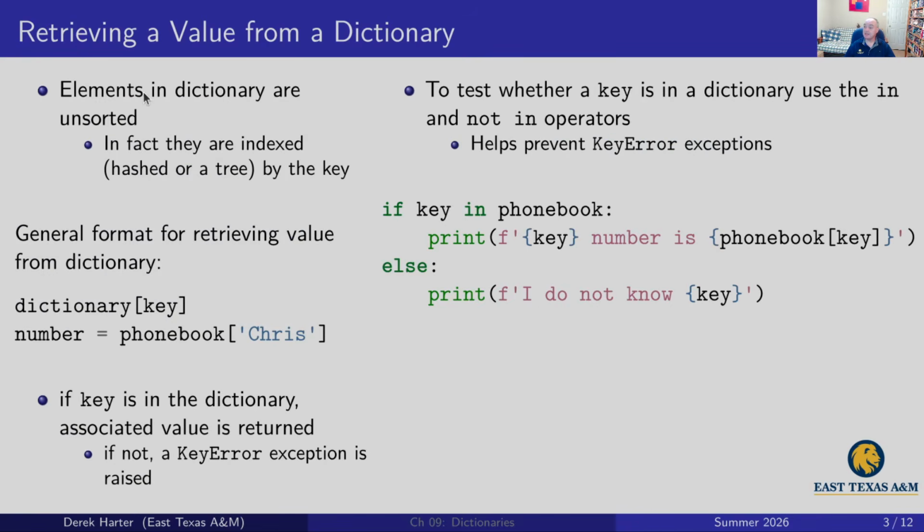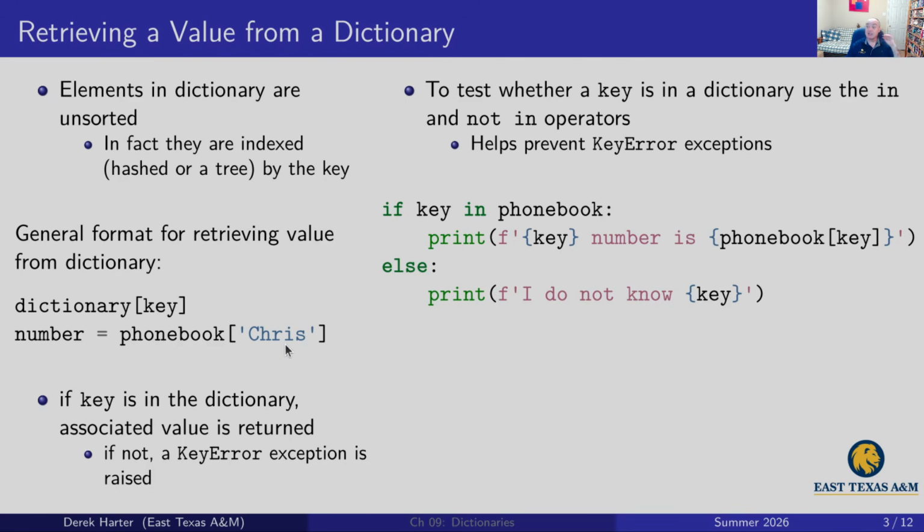So elements in a dictionary are unsorted. In fact, they're indexed by the key. So you can't get items out of a dictionary in any particular order. They're going to be all jumbled up whenever you store them in a dictionary. The general format for retrieving a value from a dictionary is, if you have a dictionary object, use square brackets. It looks like you're doing an index, but instead of an integer index, you use a key.